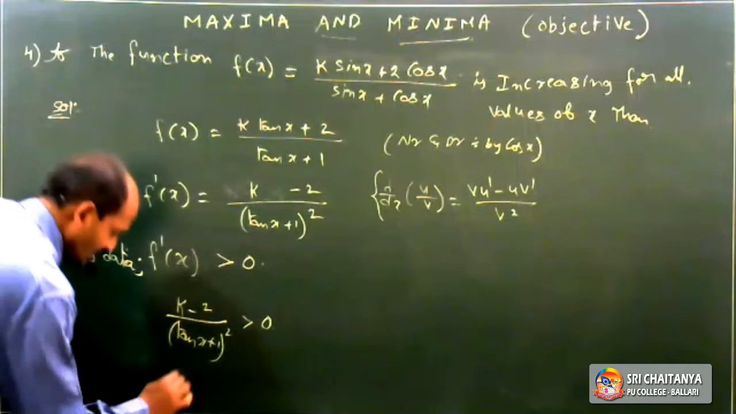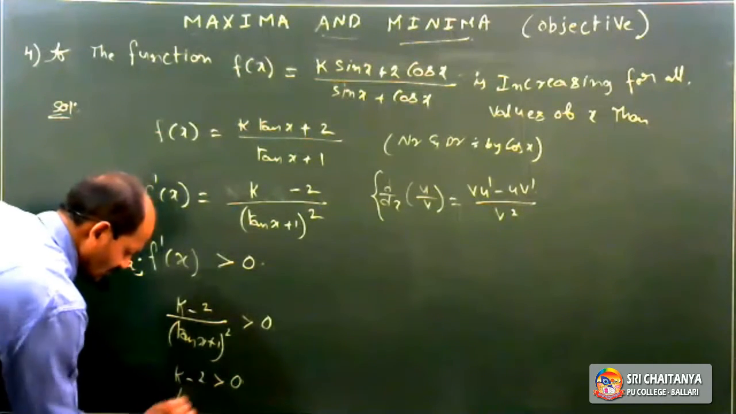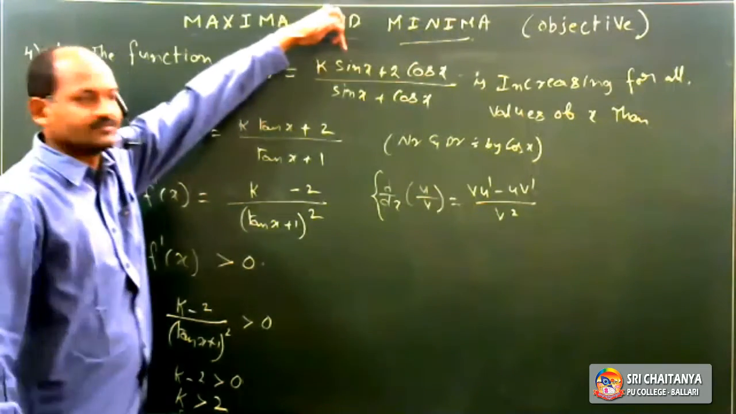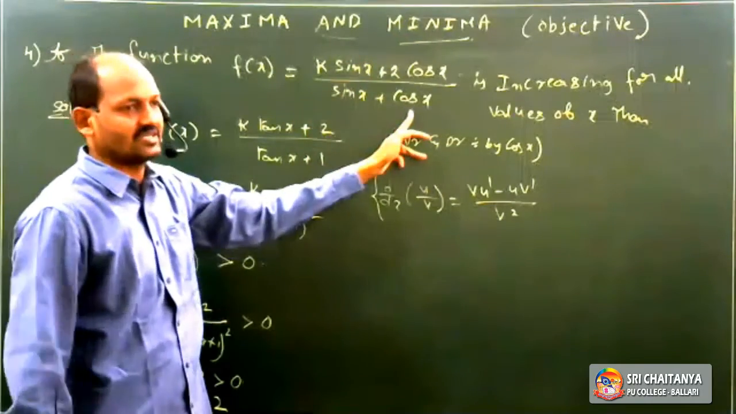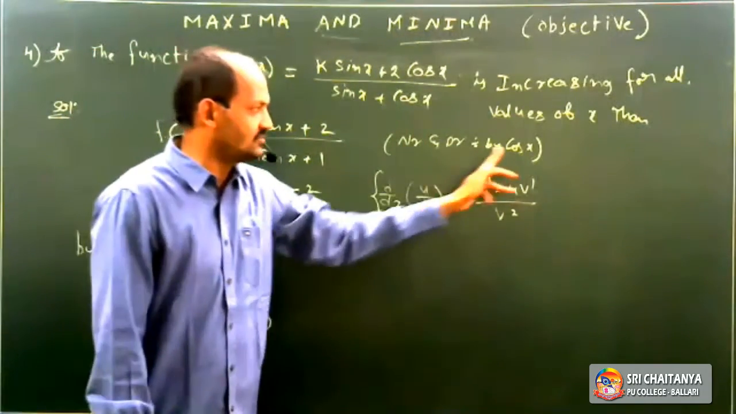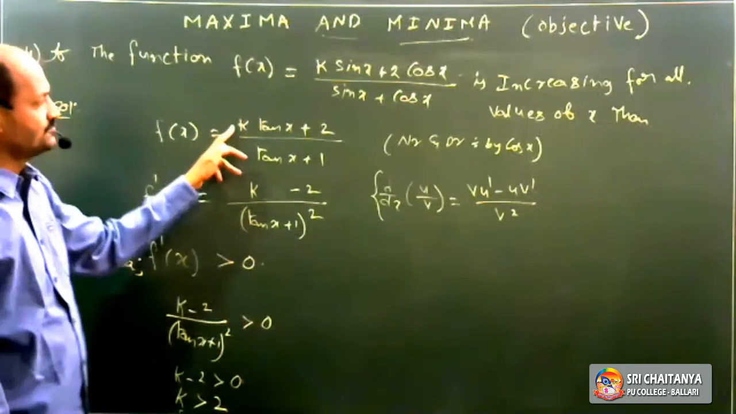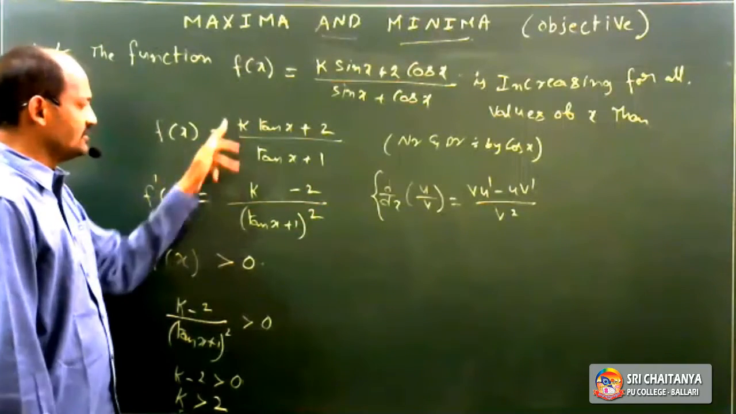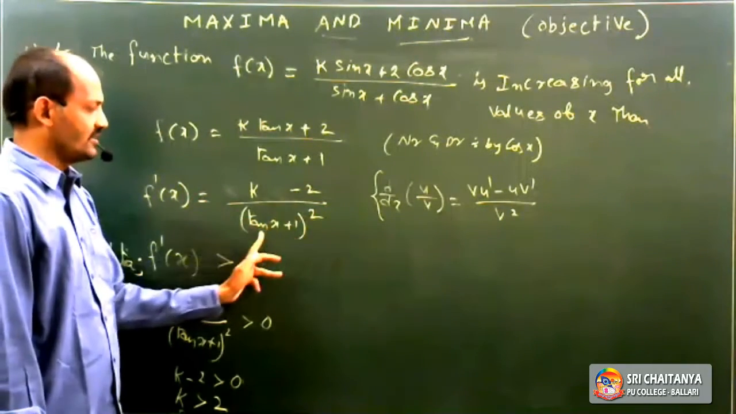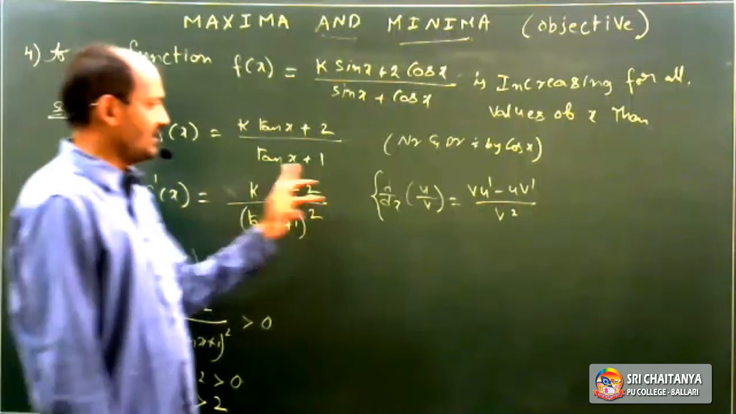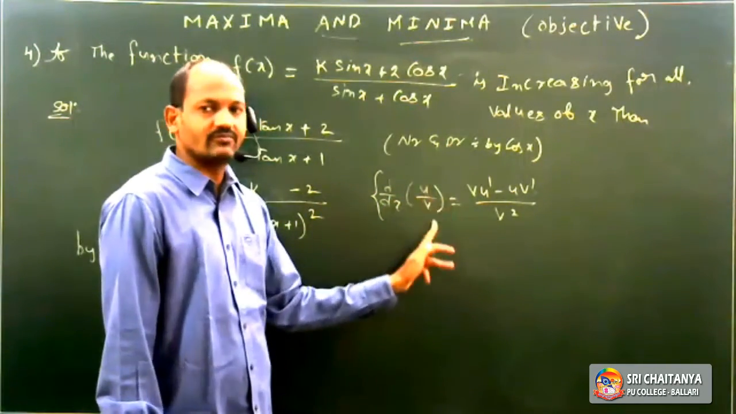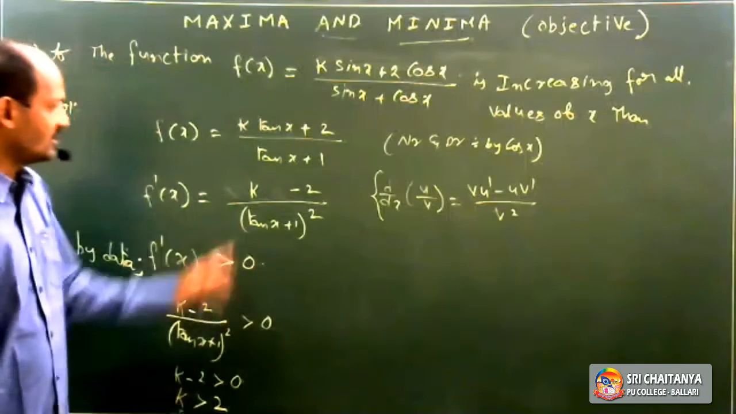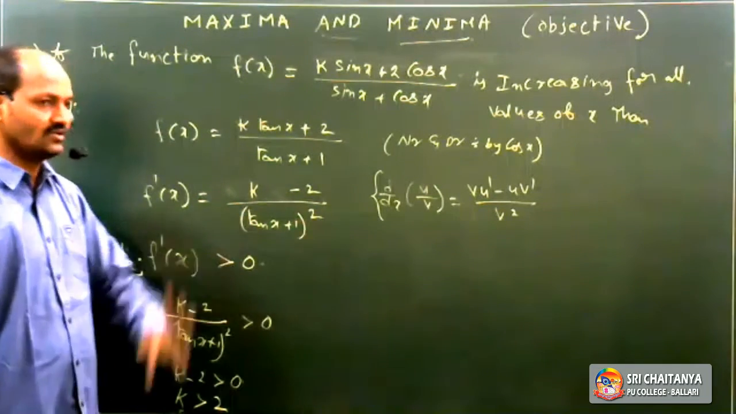By cross multiplication, k minus 2 is greater than 0, k is greater than 2. Okay? f of x, k sin x plus 2 cos x divided by sin plus cos, numerator and denominator divisible by cos. That means we get k tan x plus 2 divided by tan x plus 1. After the derivative of this function, we get k minus 2 divided by tan x plus 1 whole square by applying the derivative of u by v formula, v u dash minus u v dash divided by v square.